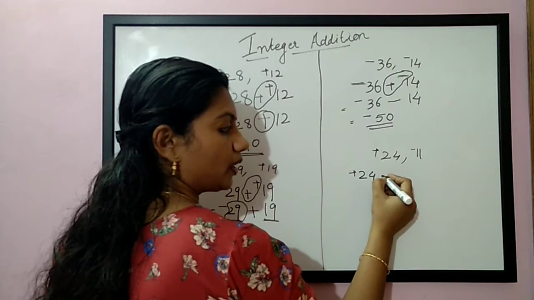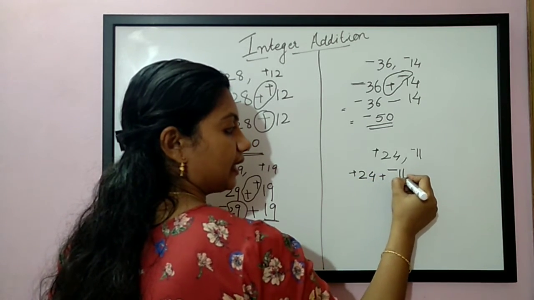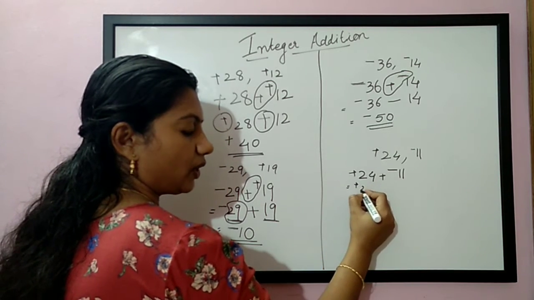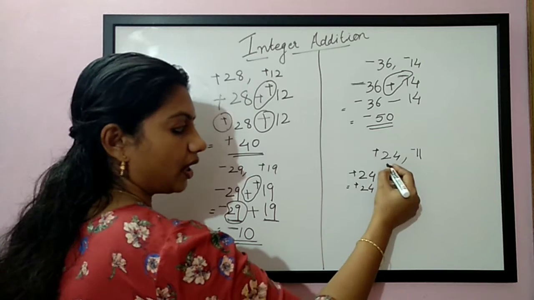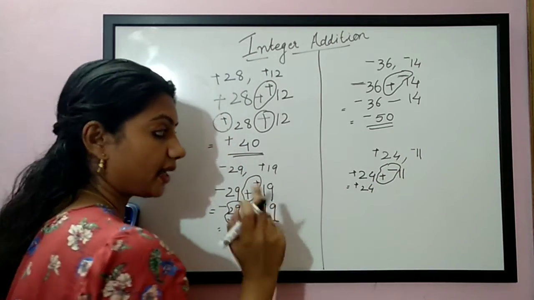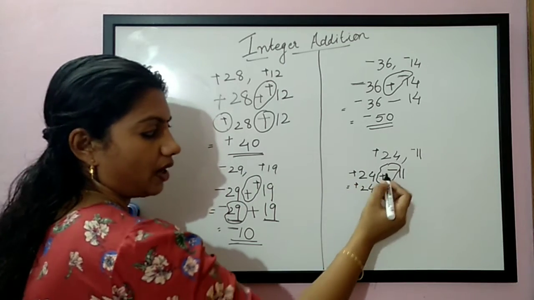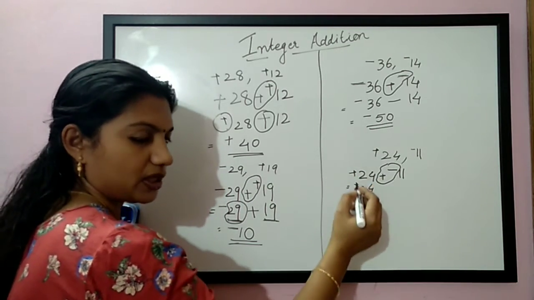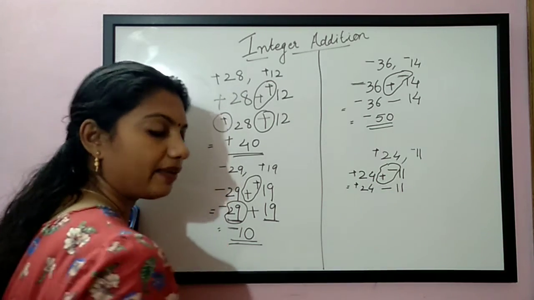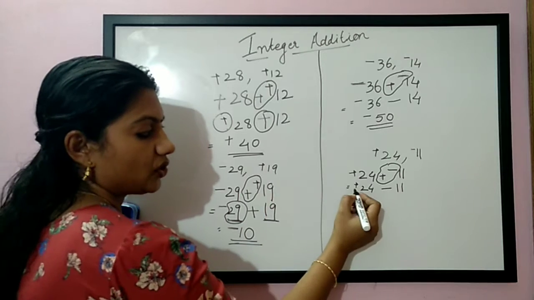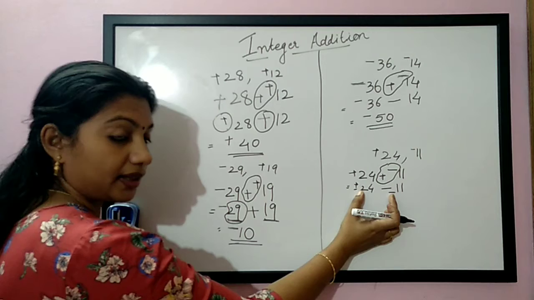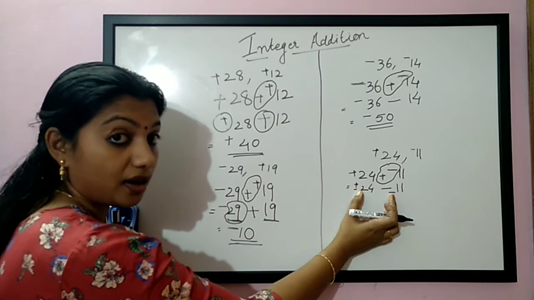Positive 24 plus negative 11. This will be positive 24. I will be writing as such. Now look at these two symbols. These two symbols are not the same. These are two different, a positive and a negative. Now the next check will be what is the symbol here, what is the symbol here. Are they the same? No, they are different.